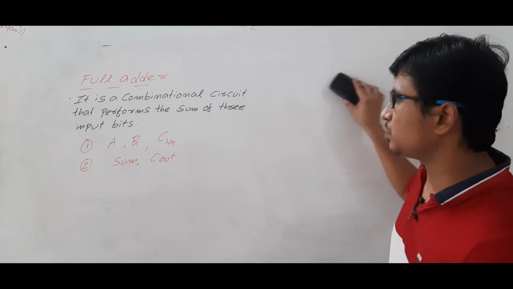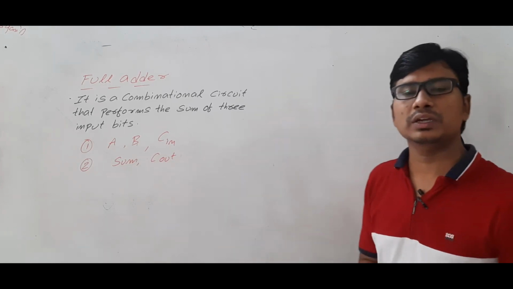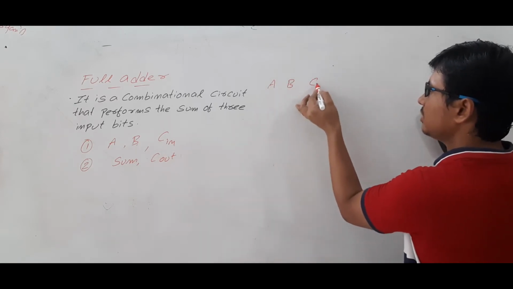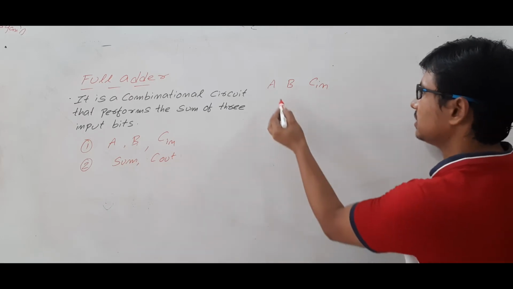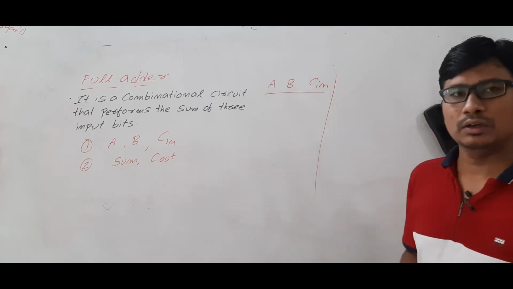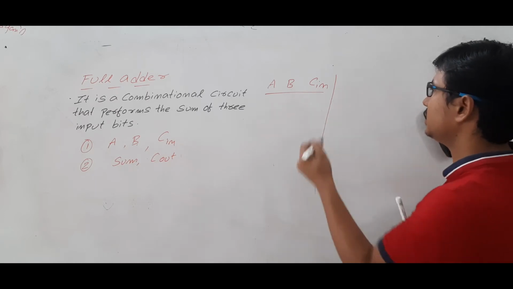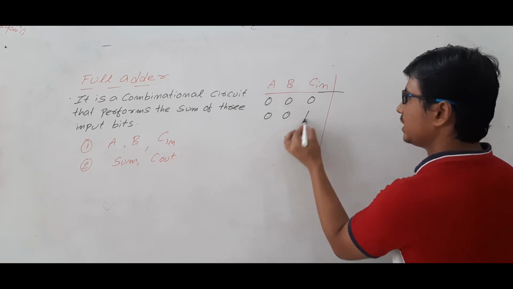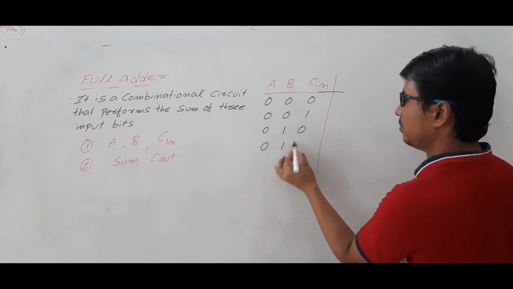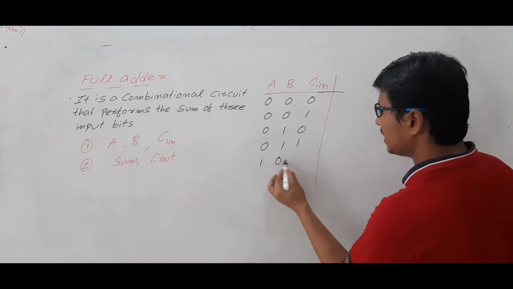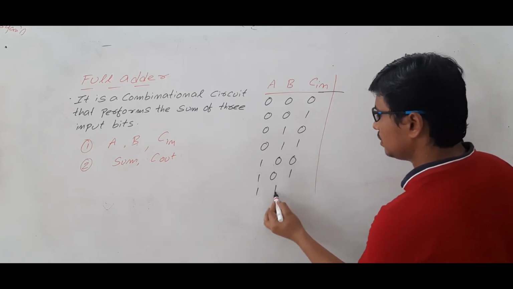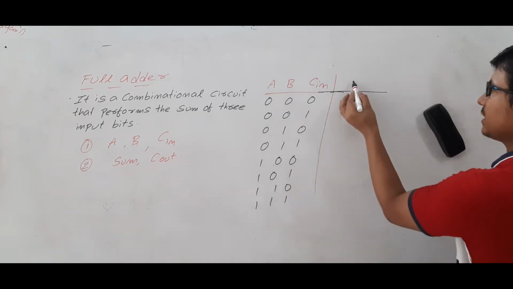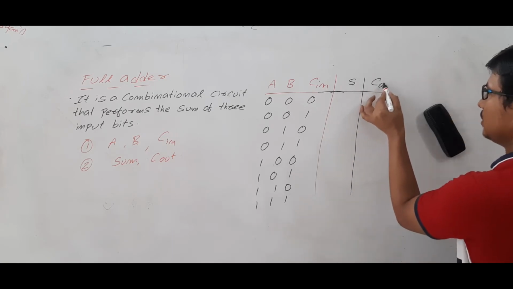Now if you have three inputs and two outputs, the next step is that we have to construct the truth table. How many variables are there in the input? Three variables: A, B, C in. Then how many combinations will we get? We will get 8 combinations. Let me write the 8 combinations for your understanding: 000, 001, 010, 011. Similarly, 100, 101, 110, and all ones, 111. Now what output will we get? We will get the sum S and C out.